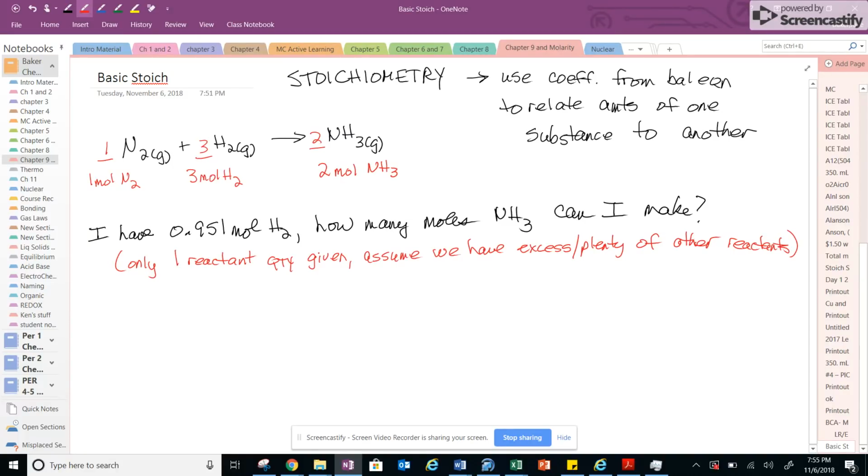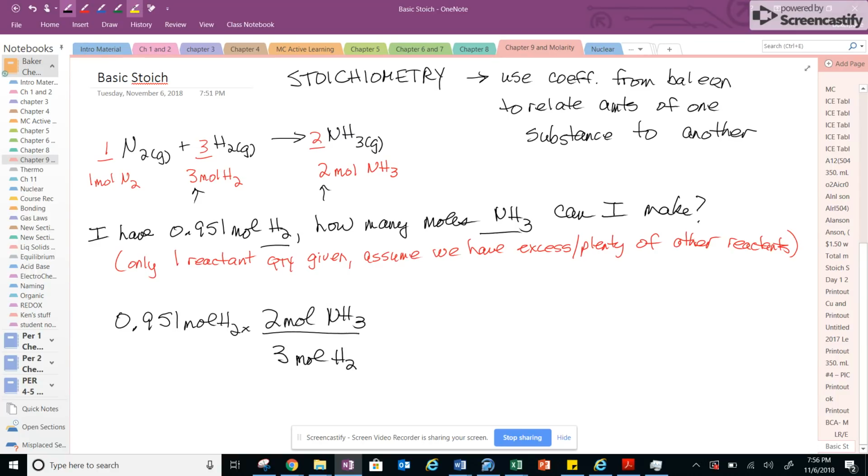Okay, so let's go ahead and just really quickly follow the format that your book showed you. I'm going to start with 0.951 moles of hydrogen. That's my given. And I want to convert moles of hydrogen to moles of ammonia. So I'm going to look at those coefficients from my balanced equation. And I know for every 3 moles of hydrogen I will make 2 moles of ammonia. So these are the coefficients from the balanced equation right here.